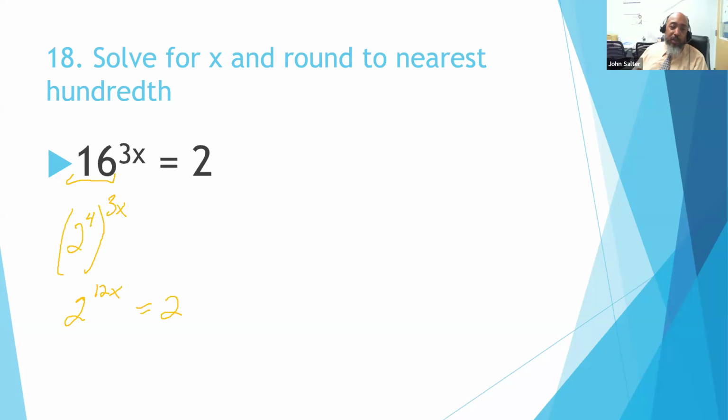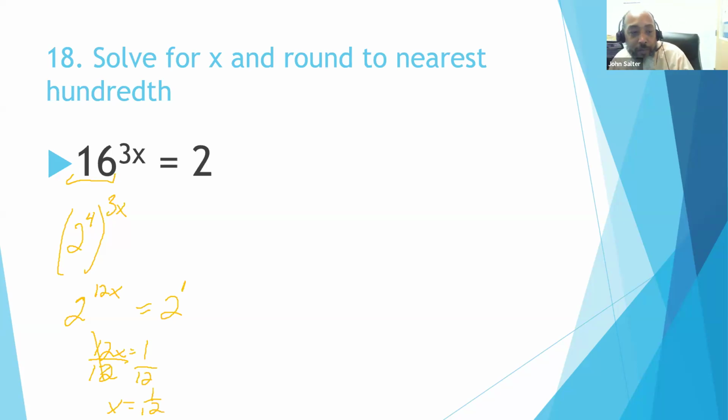Well, 2 is the same thing as saying 2 to the 1st power. So if my base is the same, I just compare my exponents. I have 12x is equal to 1. So x must be 1/12. But it said round to the nearest hundredth. So it sounds like they want me to have a decimal answer. Let me try doing it my other way.